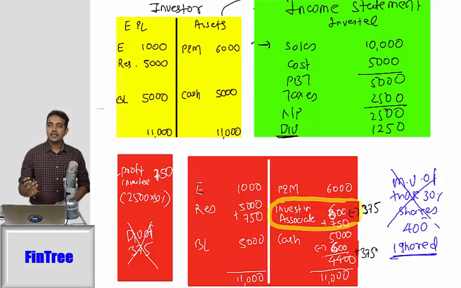So the proportionate share of profit gets added to your profit, and it gets added to the value of investment. But the proportionate share of dividend is not added to profit, it is simply added to the cash, and it is reduced from the value of investment. Are we good with this? So please write now.